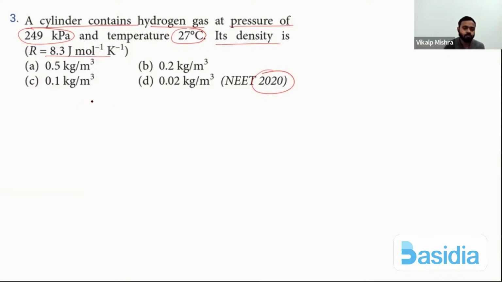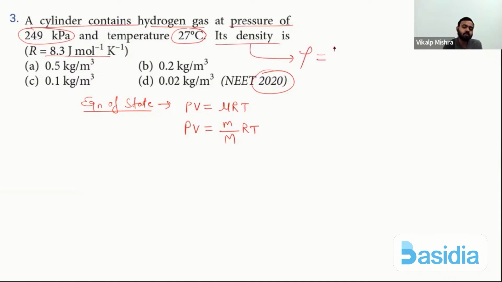Now we know equation of state for ideal gas is PV equals to mu RT. Mu is what? Number of moles. How can we write? PV equals to number of moles, we can write as mass of the gas divided by molar mass of the gas, into RT. Okay. They are asking density, and we know the formula of density. Density is equals to mass upon volume.